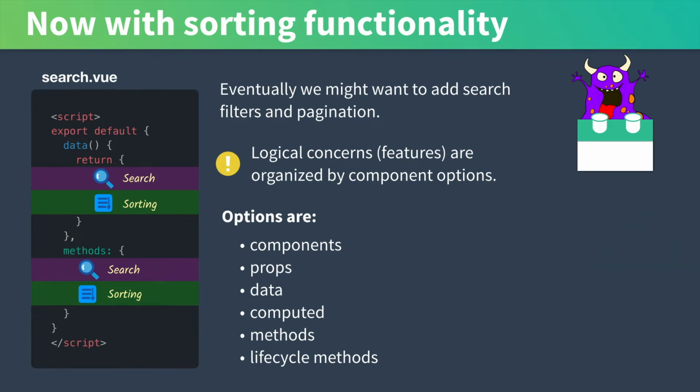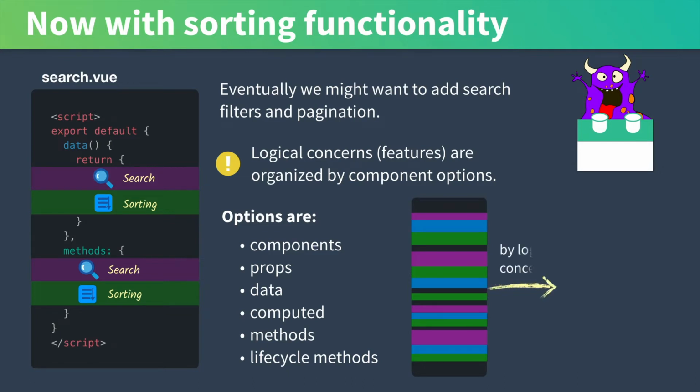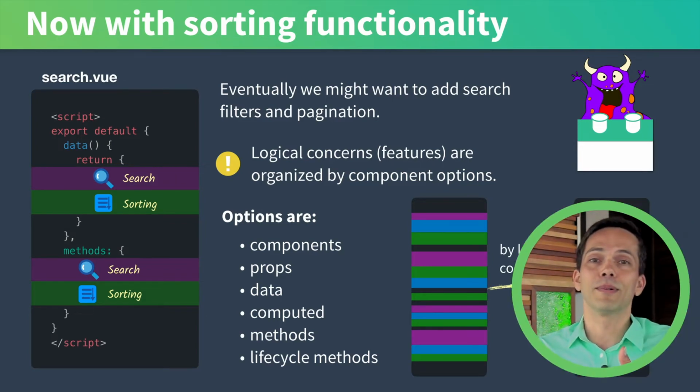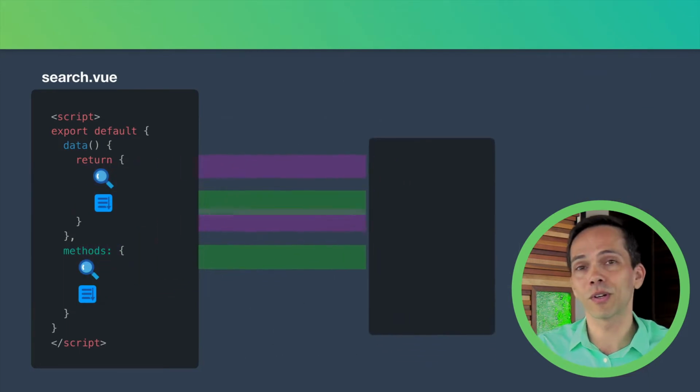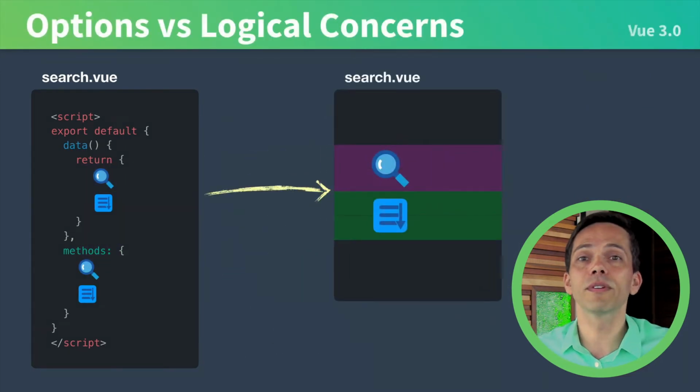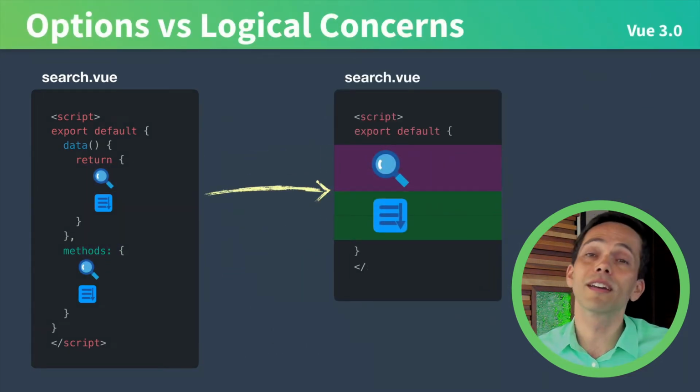And if you think about a more complex component, having our code split up in multiple places just isn't as nice as having it all organized together, which makes our component more readable and maintainable. Even in our simple example, it'd be nice if our search code and our sort code was kept together, and Vue 3 makes this possible. Using the Composition API, we can keep our components more readable.